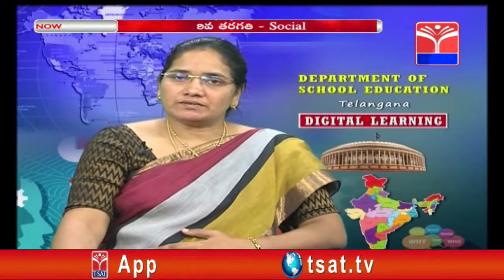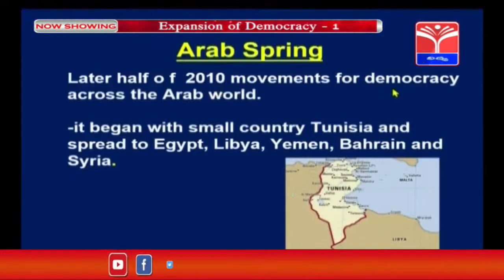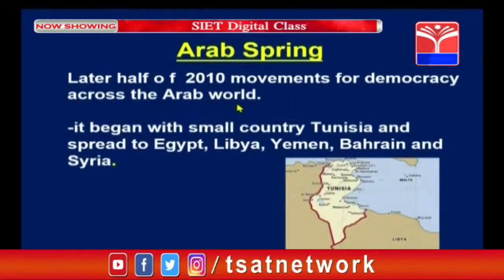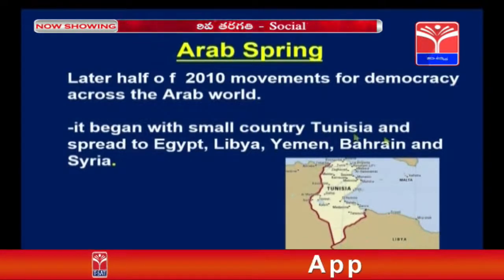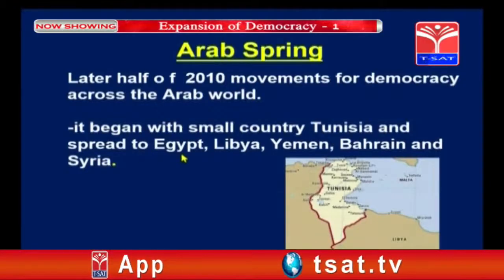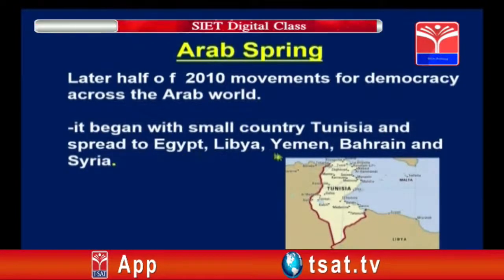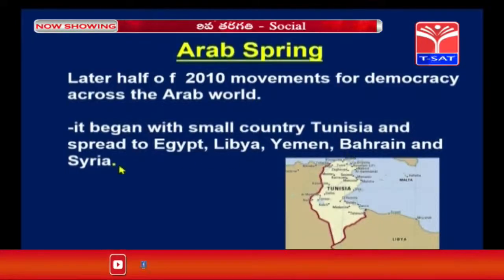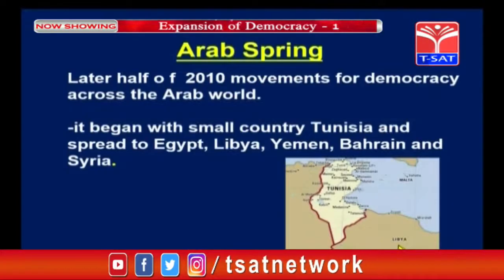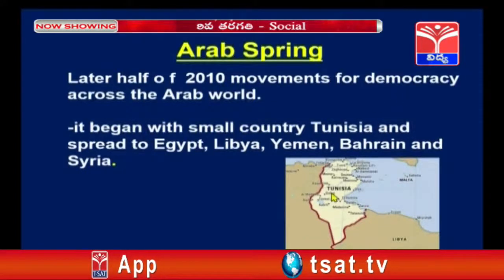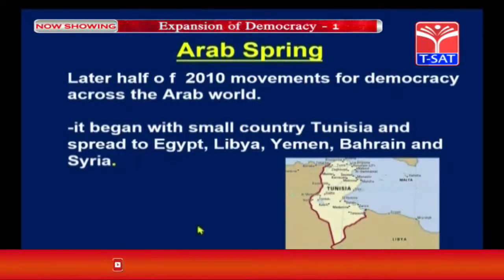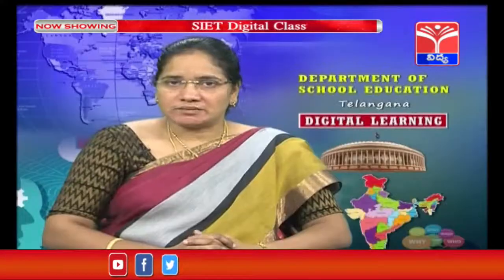In the later half of 2010, movements for democracy took place across the Arab world. It began with a small country, Tunisia, and spread to five other countries, that is Egypt, Libya, Yemen, Bahrain and Syria. Children, you can see in this map, here is Libya and just beside Libya, here is Tunisia. So these movements for democracy started from this small country. Here you need to know one interesting thing, how the Arab Spring started.